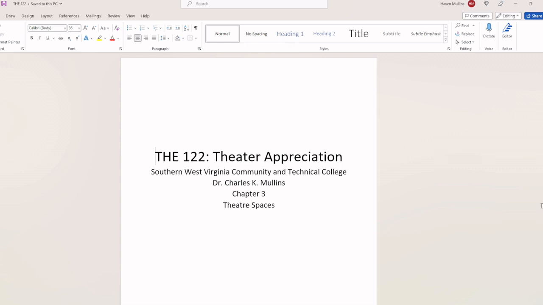A practical advantage of the arena theater would be economy. I mean, all you need for this kind of theater is a large room, a large space. You designate a playing space. You can arrange rows of seats around the sides. You can hang lights on pipes above, and there you have a theater.